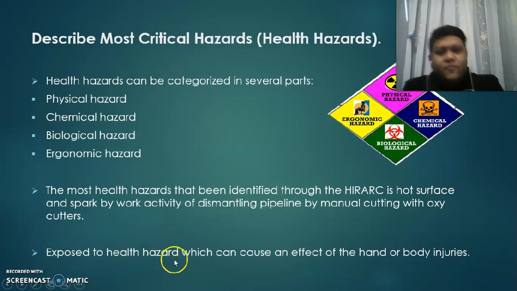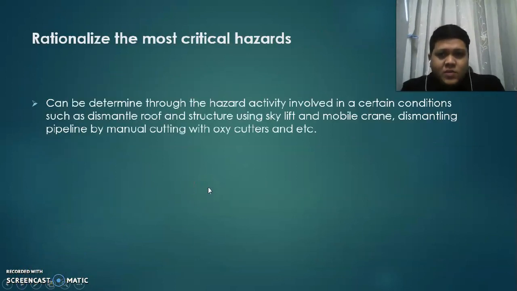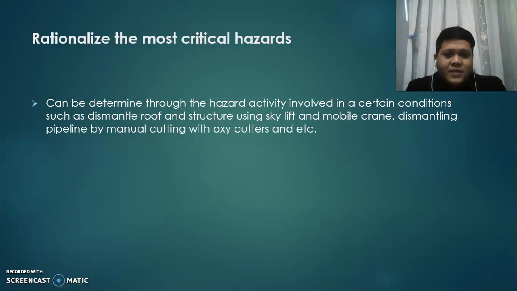The most critical health hazards can be categorized in several parts: physical hazard, chemical hazard, biological hazard, and economic hazard. The most critical health hazard identified through the high risk table is hot surface and spark from the work activity of dismantling pipeline by manual cutting with oxy cutters. The last one is exposure to health hazards which can cause an effect of hand or body injuries. So to rationalize the most critical hazard, we can determine the hazardous activities involved in certain conditions, such as dismantling roof and structure using skylift and mobile crane, dismantling pipeline by manual cutting with oxy cutters, and many more.